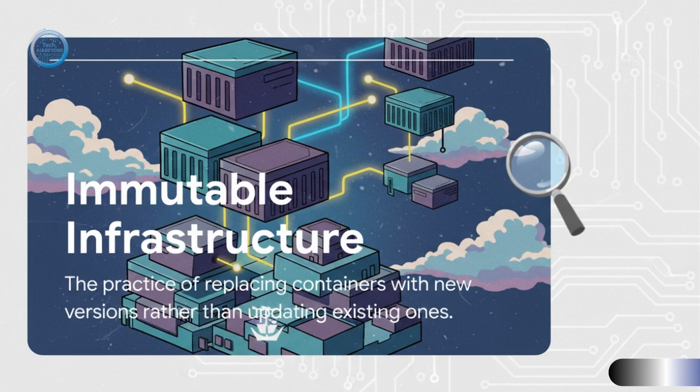What this really means is your production environment stops being this precious, handcrafted thing and becomes a predictable, disposable commodity. This makes deployments incredibly reliable, and rolling back a bad change? It's as trivial as just redeploying the previous image. It's a total game changer for stability.